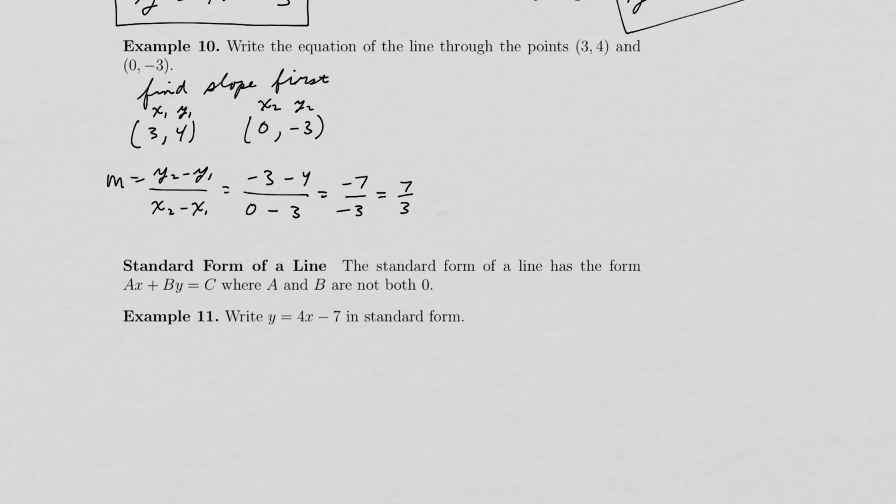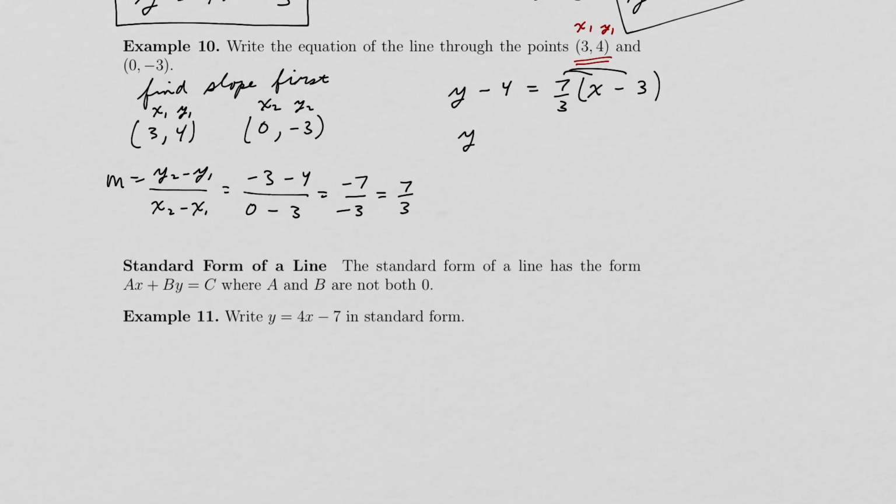So I need to choose one of these as my point. Since this is the first one, let me choose this one. So this is going to be my x1, y1 when I plug into the point slope form. So I have y minus y1, which is 4, equals the slope, 7/3, times x minus x1, which is 3. Let me distribute this.